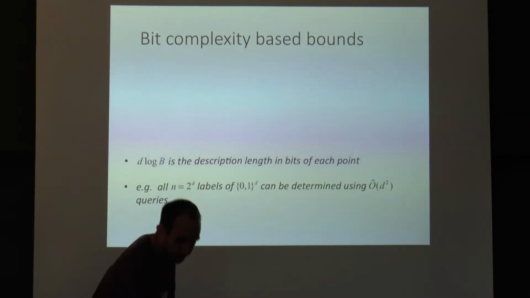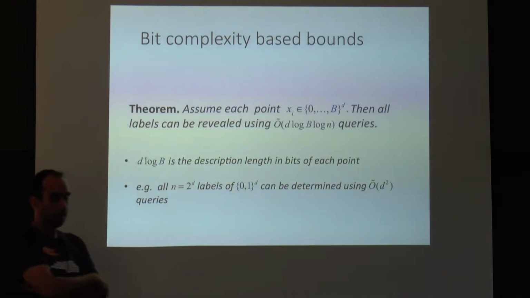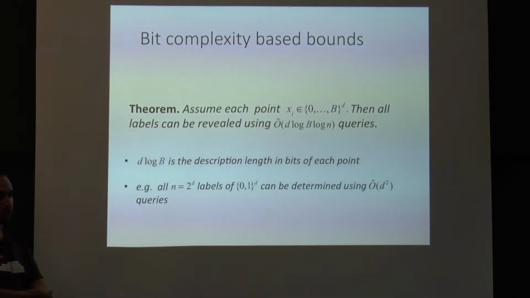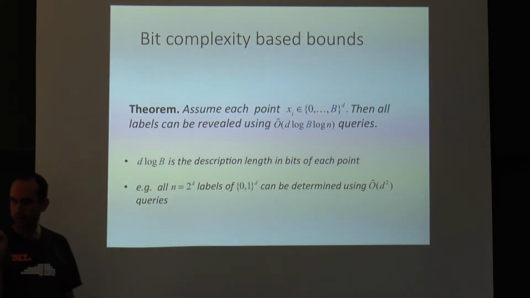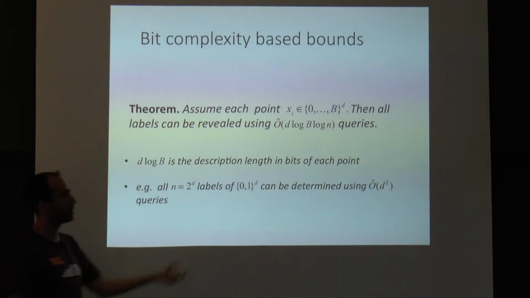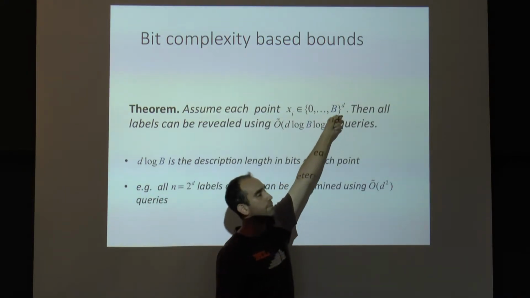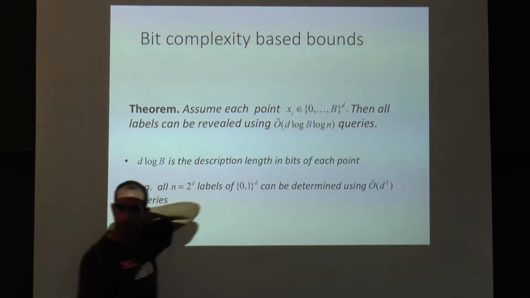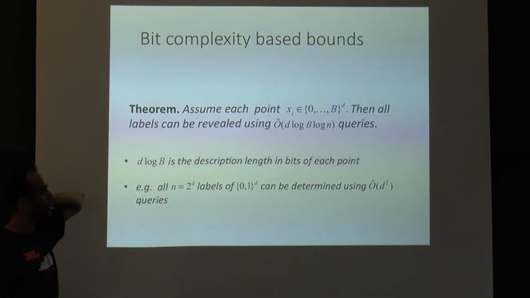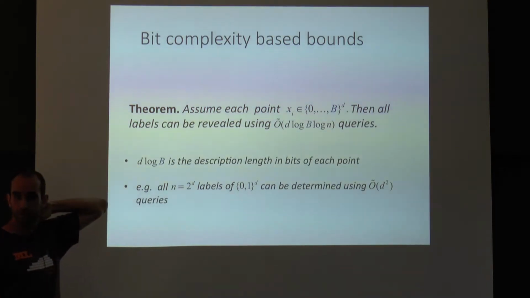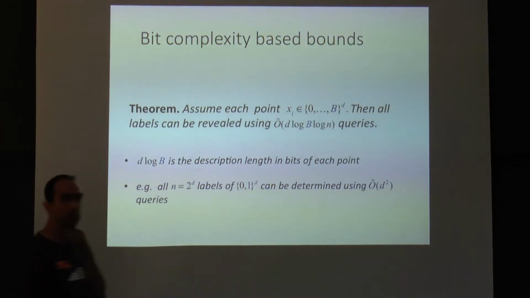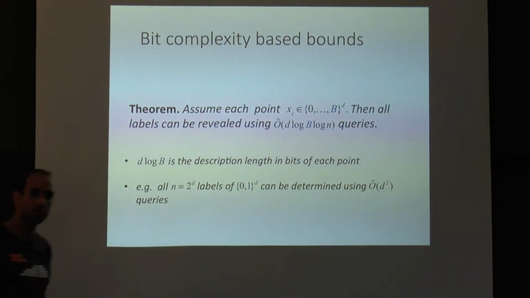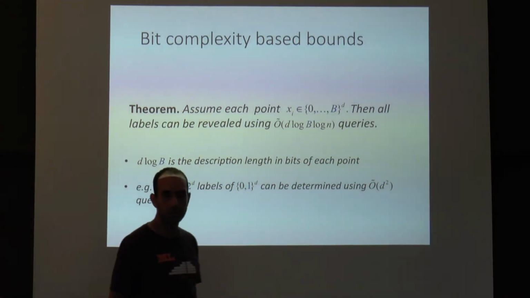So for example, if we assume that we have n points, each point is a vector of integral coefficients with some upper bound b, then we can retain the logarithmic dependence. We can do it in d log b log n. How much would you use in standard? You need all of them.